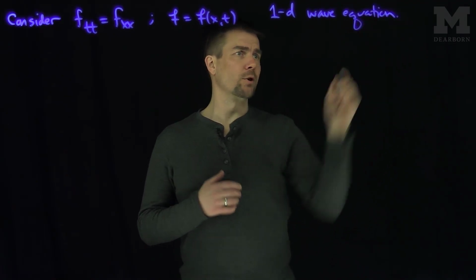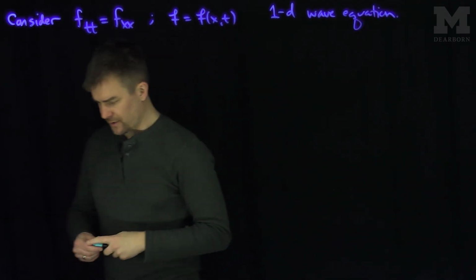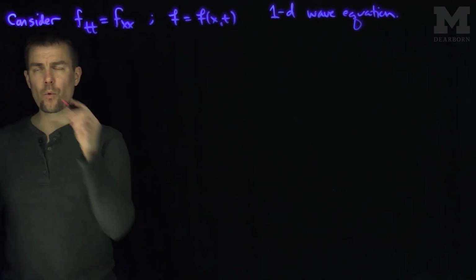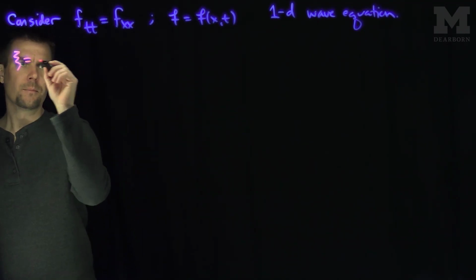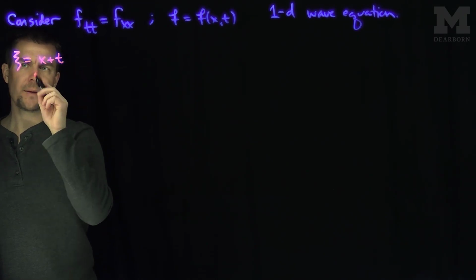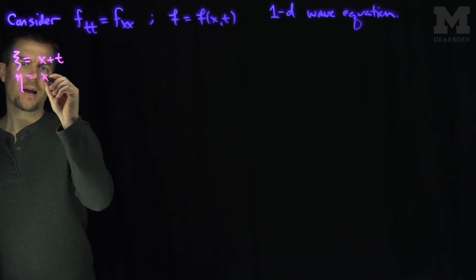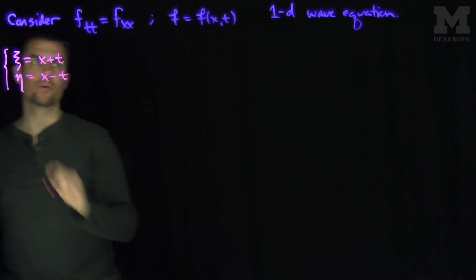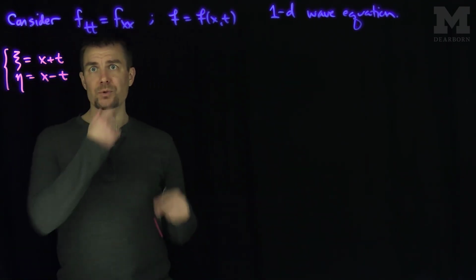Following what we did for the transport equation, we're going to change the coordinates. So here's going to be our coordinate change. We're going to let xi be x plus t, and we're going to let eta be x minus t. We're going to rotate the coordinates. And let's see what happens when we do this.